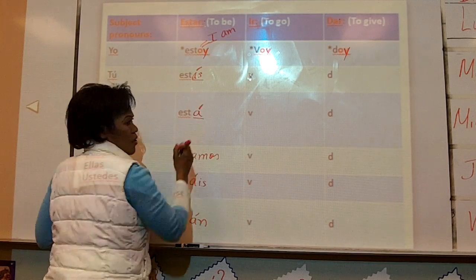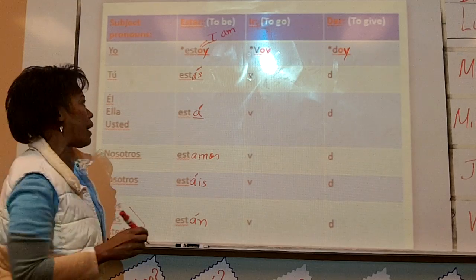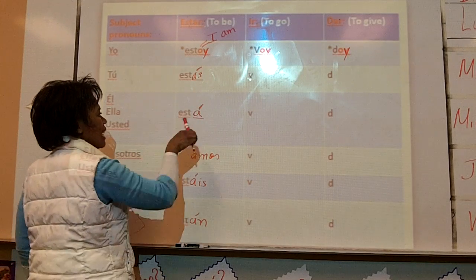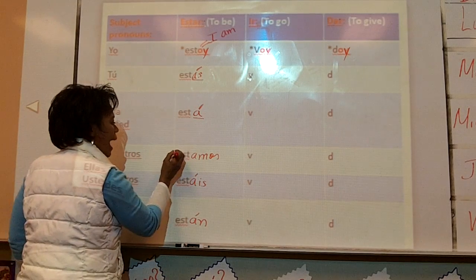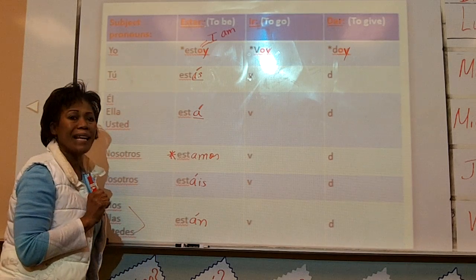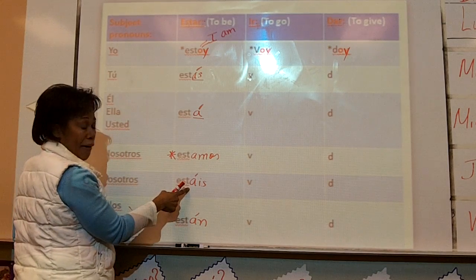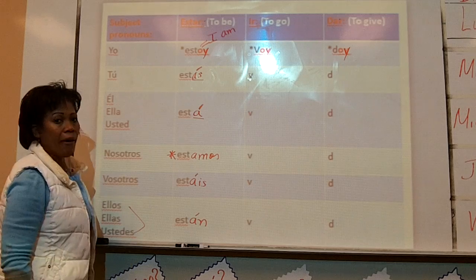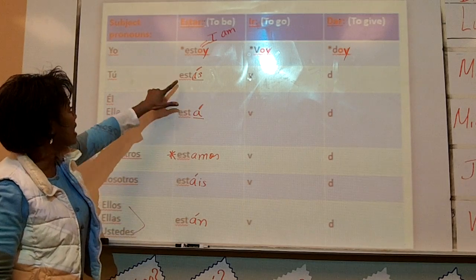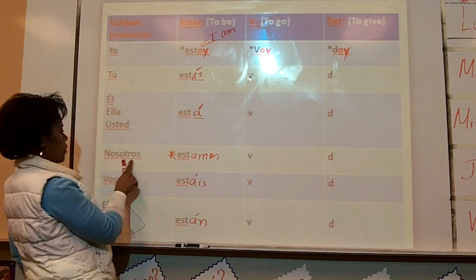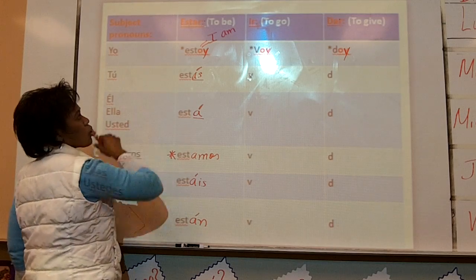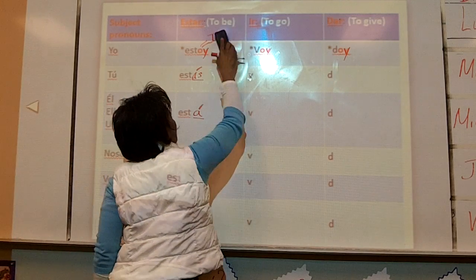Okay, so you need to put an accent. You have to remember to put that accent there. So, estás with an accent, está. Now, estamos does not carry the accent. Estáis carry the accent and están carry the accent. So they all carry the accent except for nosotros, estamos, and yo estoy does not carry the accent either.